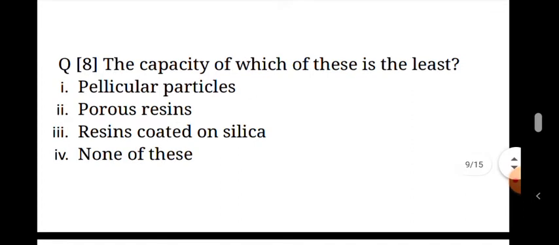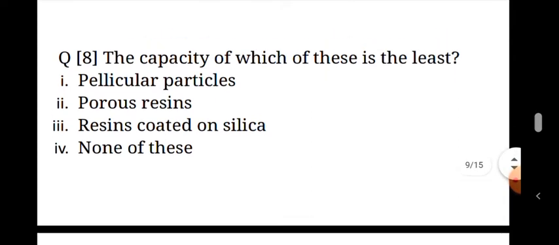The capacity of which of these is the least? Pellicular particles, porous resins, resins coated on silica, or none of these? The porous resins have the highest capacity, and pellicular particles have the least capacity.